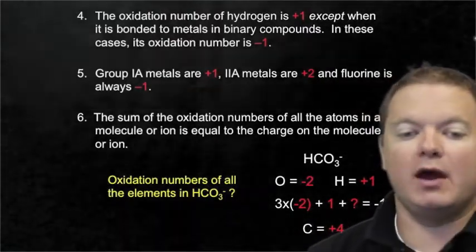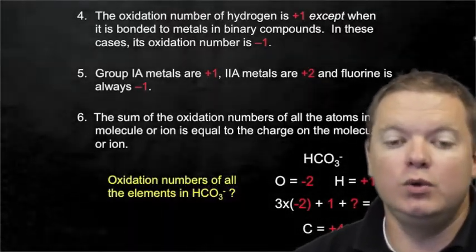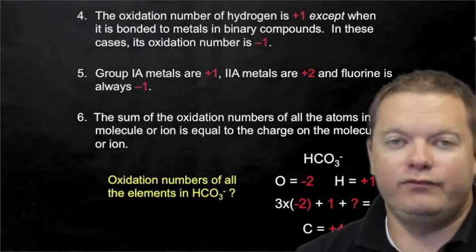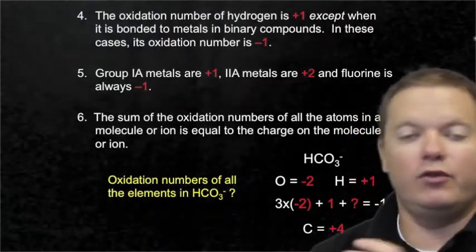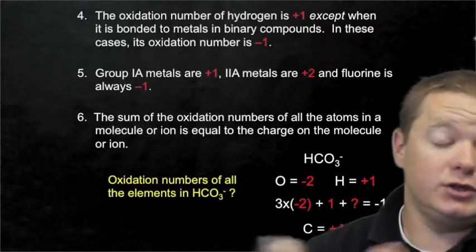All group 1A metals, those alkali metals, are all +1. Group 2 are +2. Fluorine is always a -1. The rest of them can vary. Right? So alkali metals are always +1, just like their charge.